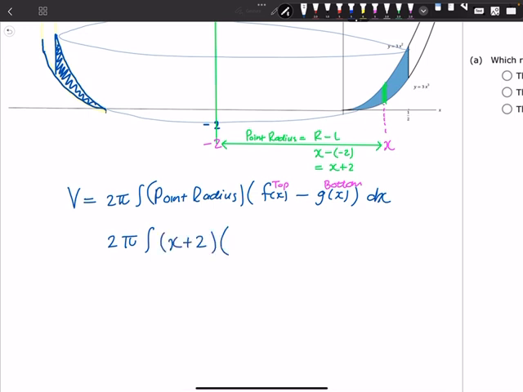So this is 2 pi times the integral of x plus 2 times the function on top. That is the function y equals 3x squared minus the function on the bottom, y equals 3x cubed, dx.